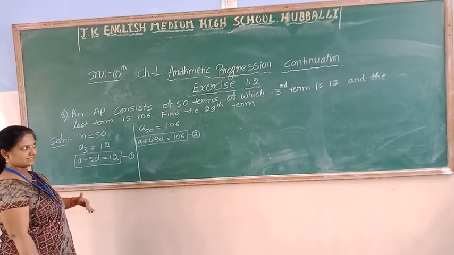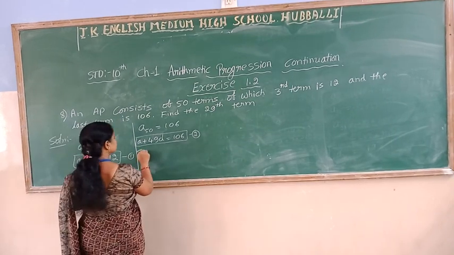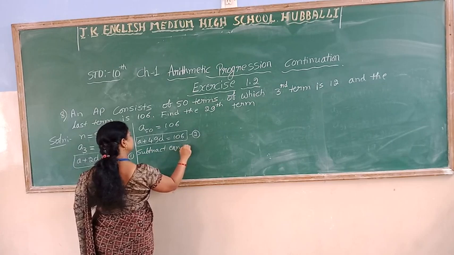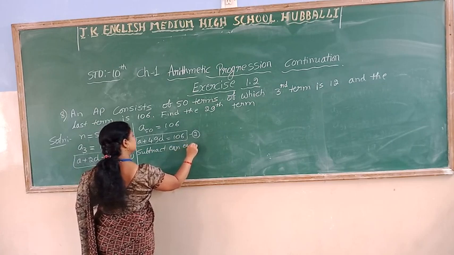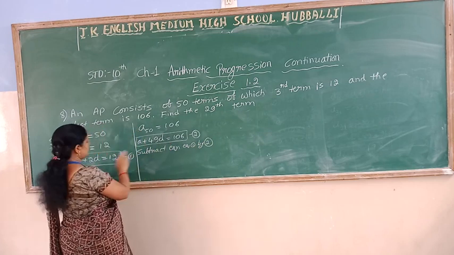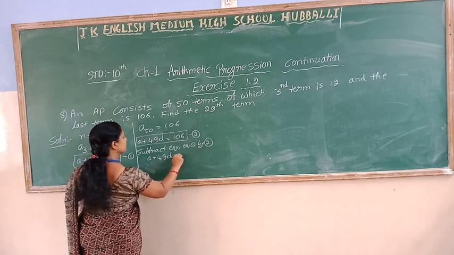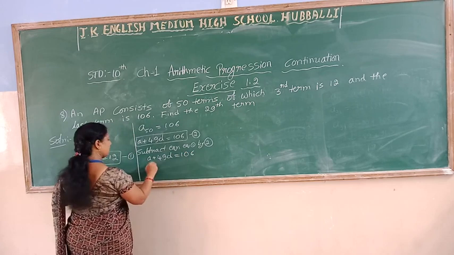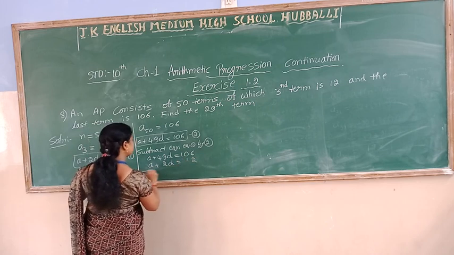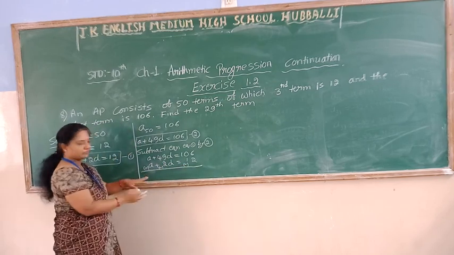Now the same method, as in the last sum. Then we have to find out a and d. That is, subtract equation 1 from equation 2. First you have to write this one and next you have to write this: a plus 49d is equal to 106, a plus 2d is equal to how much? 12. Subtract now. If you subtract, what are you going to get? When we are subtracting, we have to change the sign.